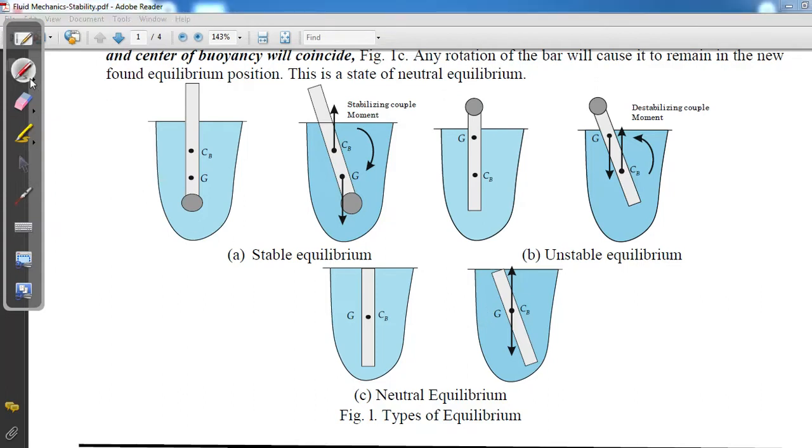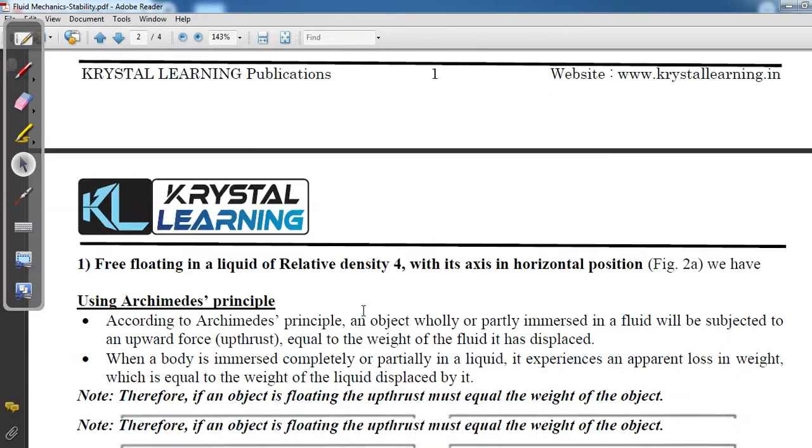Now you just give an anti-clockwise rotation, a couple. It will be in this new position and it will stay in this position. Because in this case also center of buoyancy is in the upward direction and G is acting downward, it is balanced. So neutral equilibrium will balance in the new position; it will stay in the new position. This is known as neutral equilibrium. The important point we have to note here is that we have to completely submerge the body so that the center of buoyancy and G coincide. This is all about neutral equilibrium.